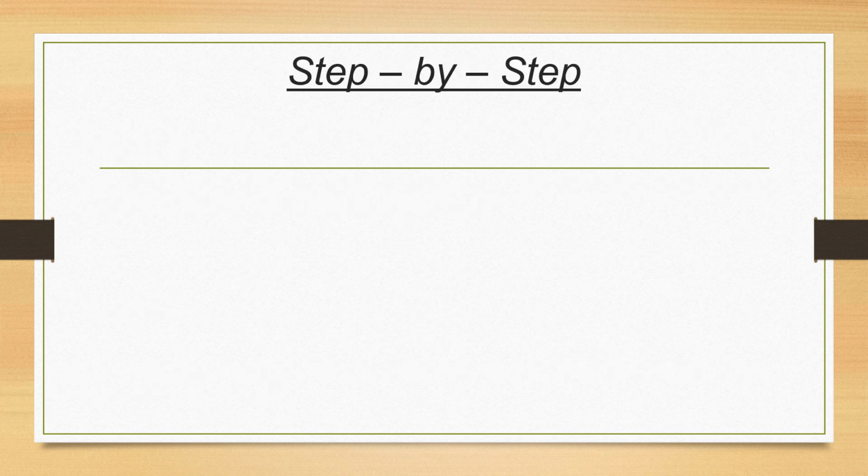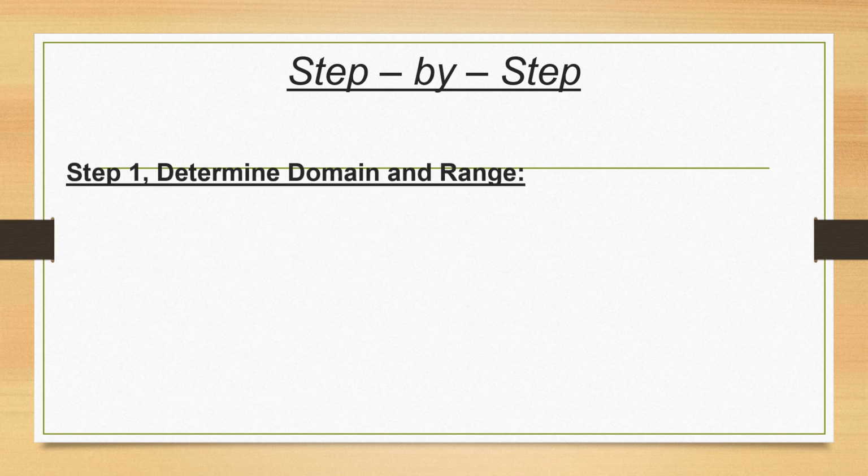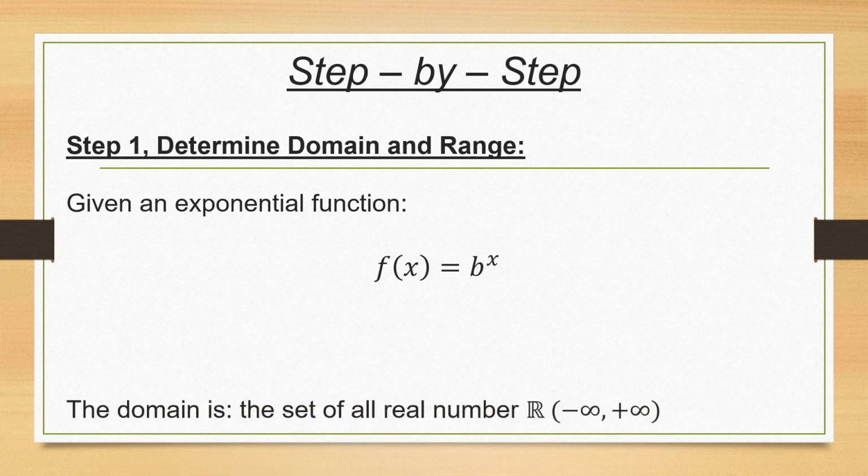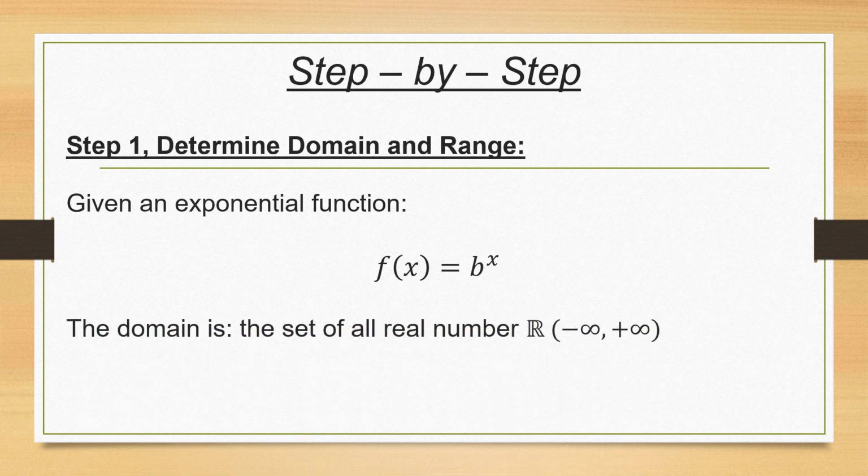Now, to determine the domain and range, take the function f(x) = b^x. The domain here is the set of all real numbers, R, so from negative infinity to positive infinity, as x can be any number you can think of. The range, however, goes from 0 to positive infinity, because no matter what number x is, f(x) has to be positive.